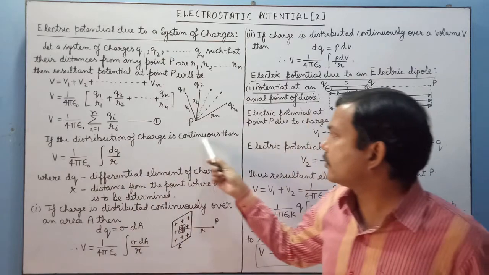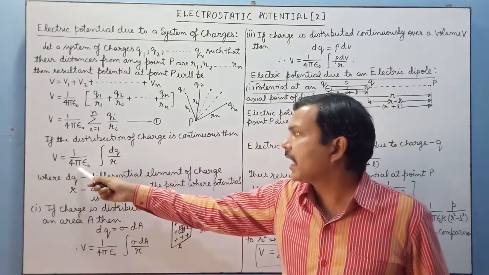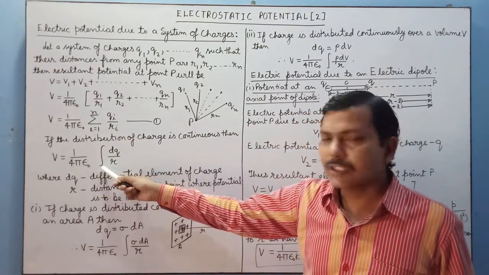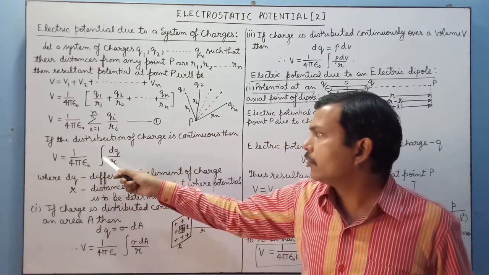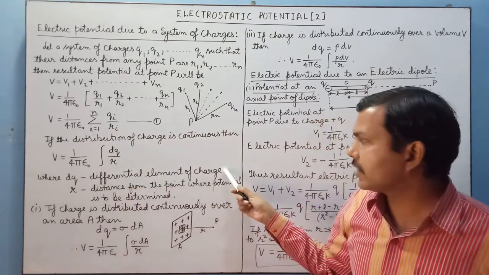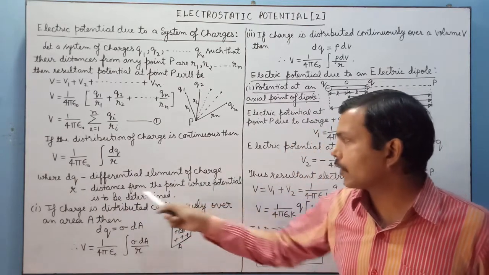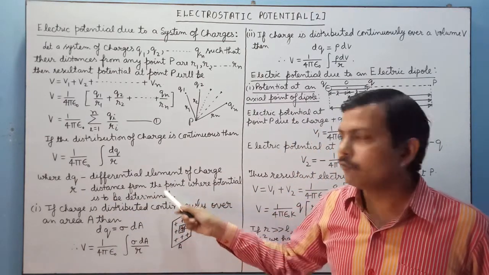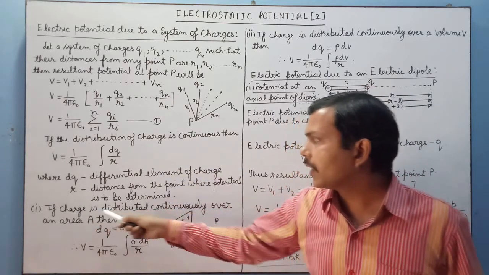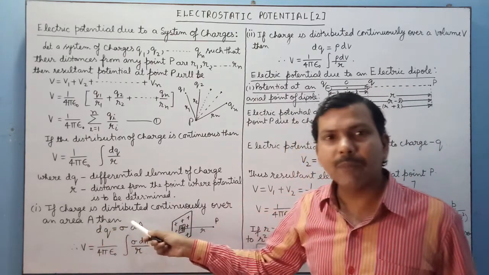If the distribution of charge is continuous, then this potential can be written as 1 upon 4 pi epsilon 0, and the summation is changed into integration. So we have the integral of dq by r. Here dq is the differential element of charge and r is the distance from the point where potential is to be determined. We will consider special cases.